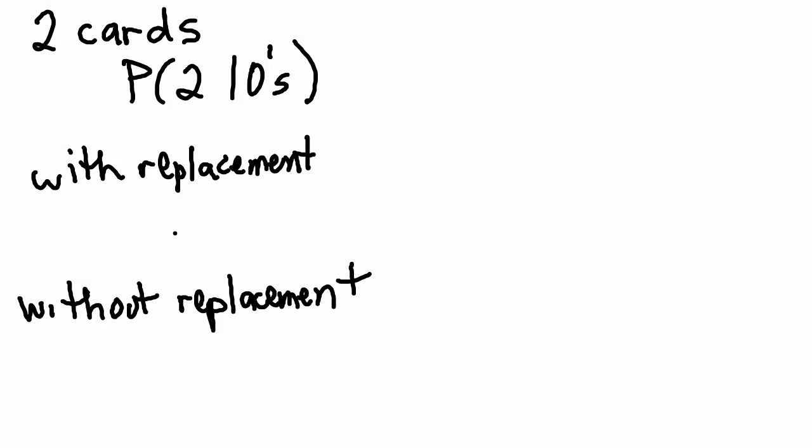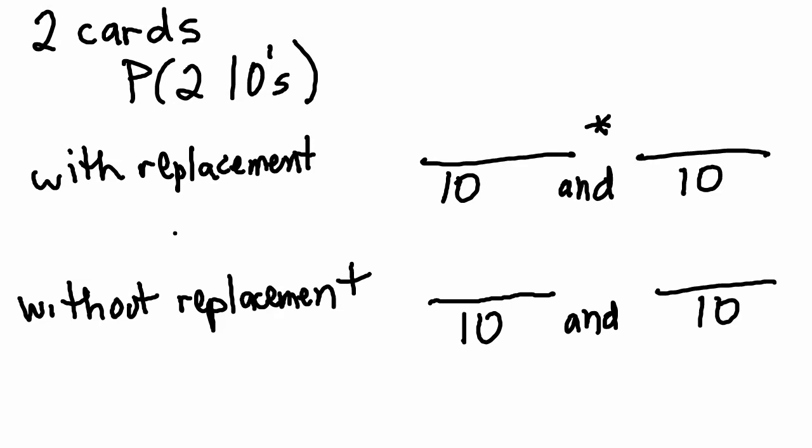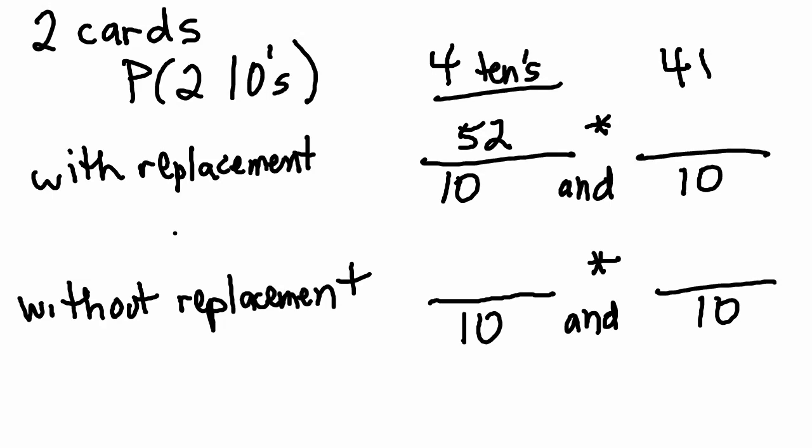Okay, so we want a 10 and a 10. And remember, and means multiply. When we pick 2 cards, we want a 10 and we want a 10. Multiply them. Okay, well, there's 4 10s in a deck. So there's 4 ways to get what you want on your first pick out of 52 cards. And if you put it back in, there's still 4 10s out of 52 cards.